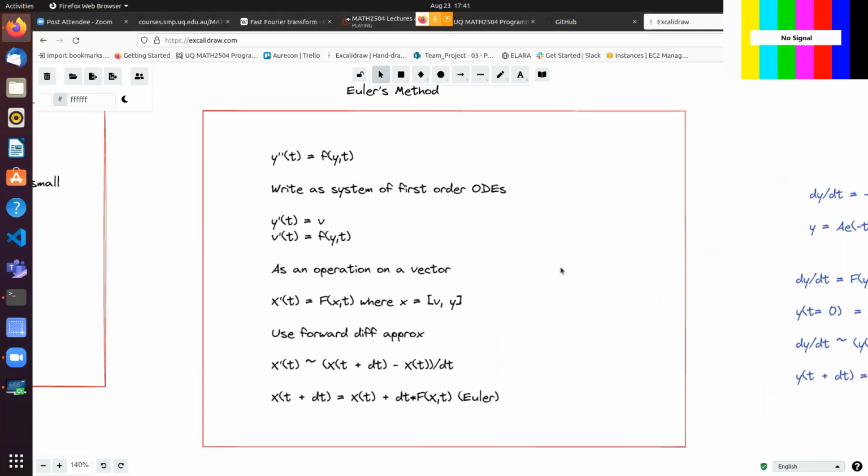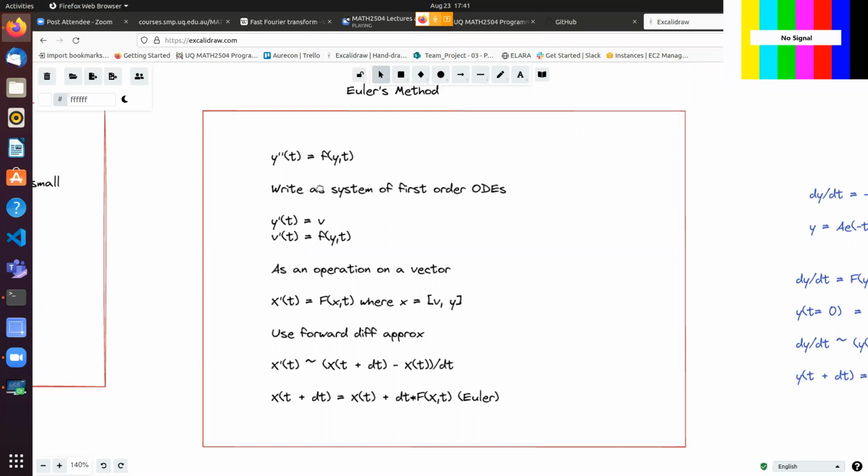Euler's method works for systems of ODEs, systems of first order ODEs. So usually you'll have a second order equation or a system of second order equations, and you want to turn them into a system of first order differential equations. We made this easy for you in the assignment. We gave you the system of first order equations. So it's more like just plugging in Euler's method and plugging in the higher order methods.